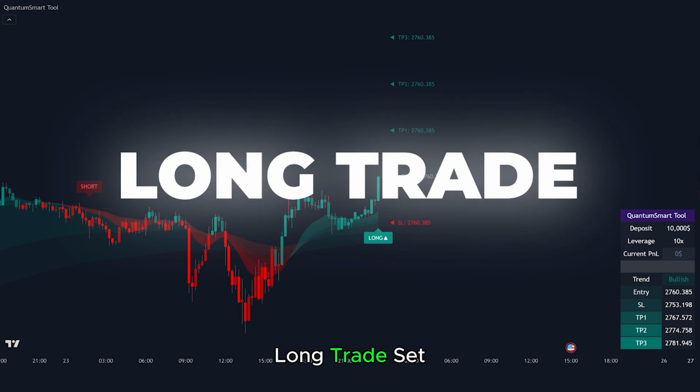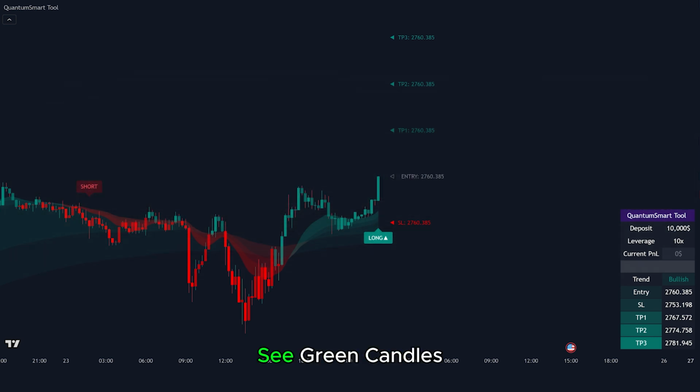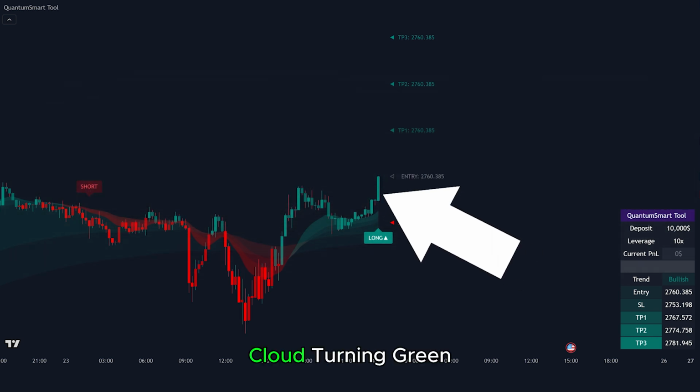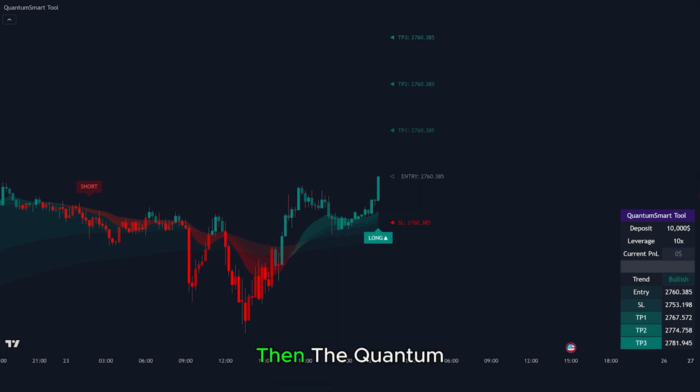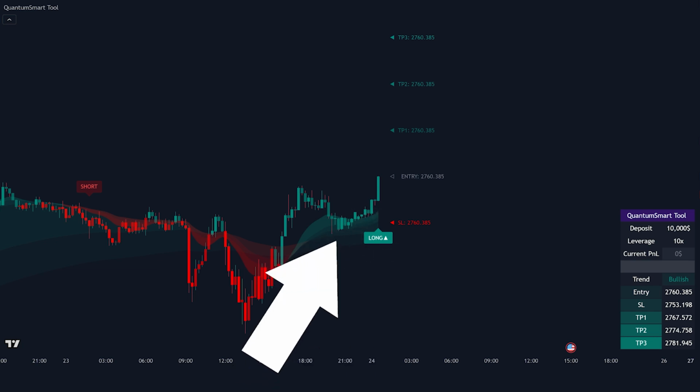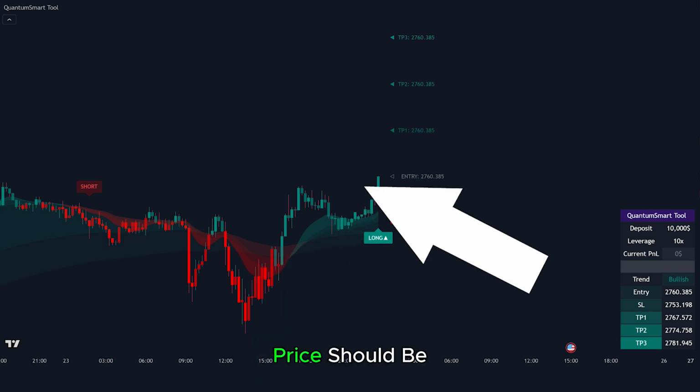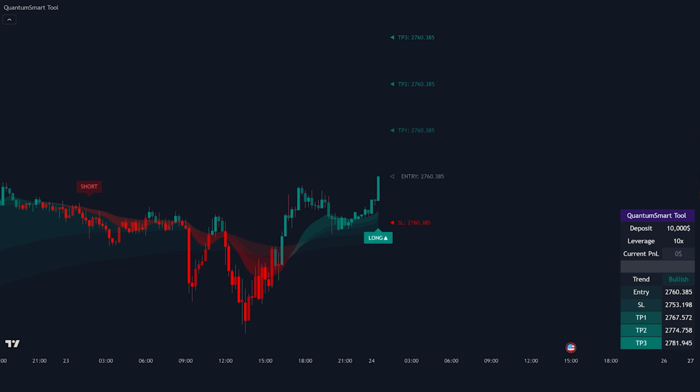Here is another long trade setup. First, we can see green candles forming and the trend cloud turning green, confirming a bullish trend. Then, the Quantum Smart tool gives a long signal. Rule number 1. The tool must show a green cloud. Rule number 2. Price should be trading above the cloud. Rule number 3. A long signal with entry, stop loss, and take profits must appear.